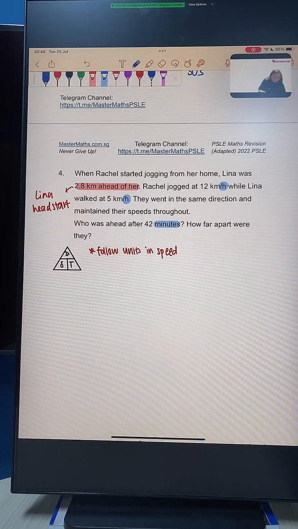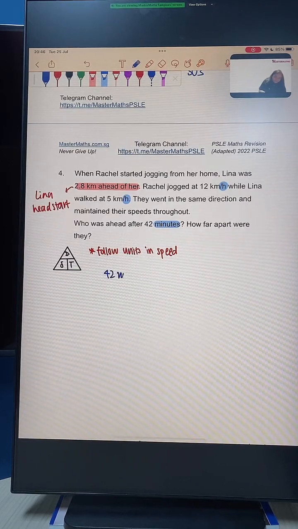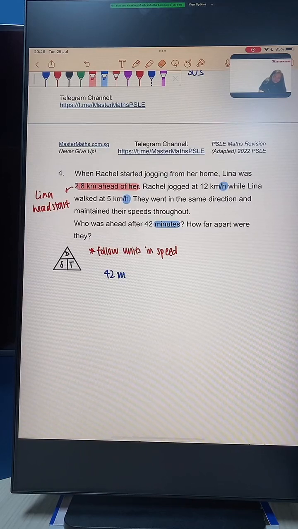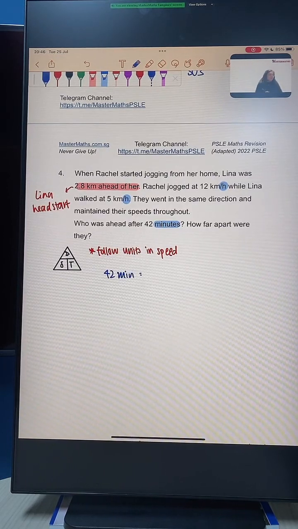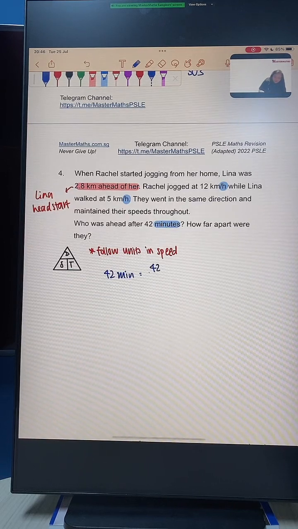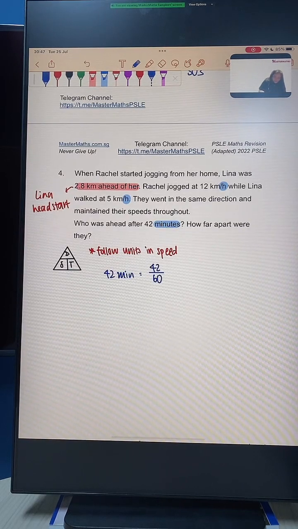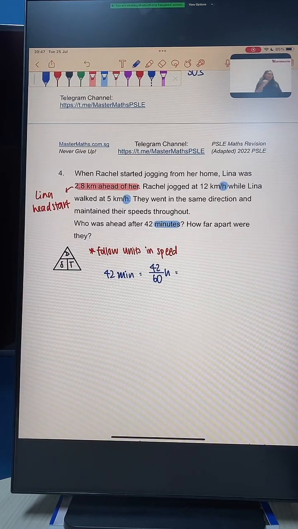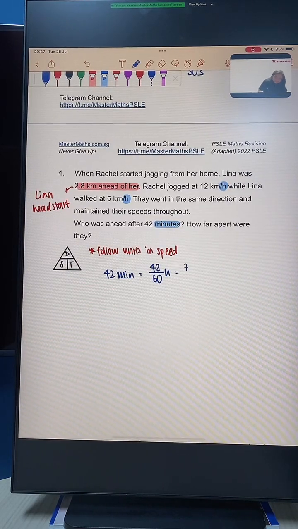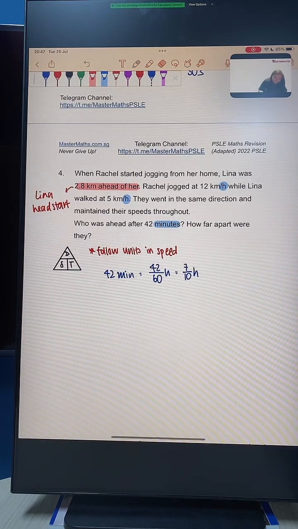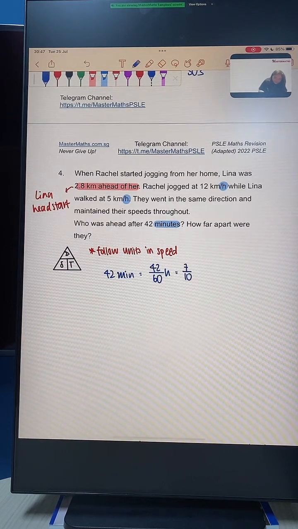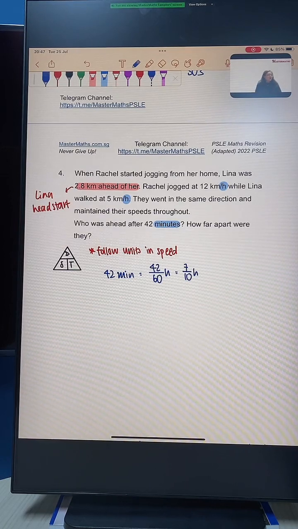So we have 42 minutes. We convert 42 minutes into hours. Some of you have already typed into the chat how to convert. You are right. We take 42, we put it over 60 below since 1 hour has 60 minutes. And then we just simplify to give us 7 out of 10 hours. Okay, this is what I have for the time in hours. Alright.